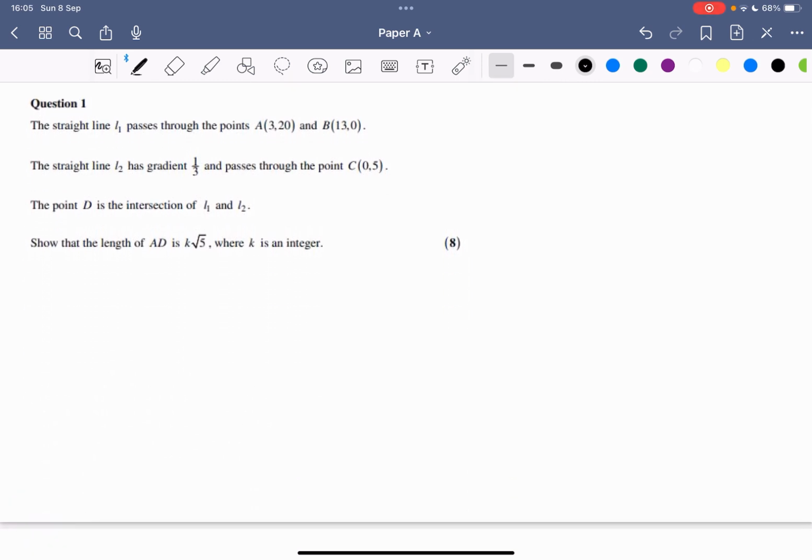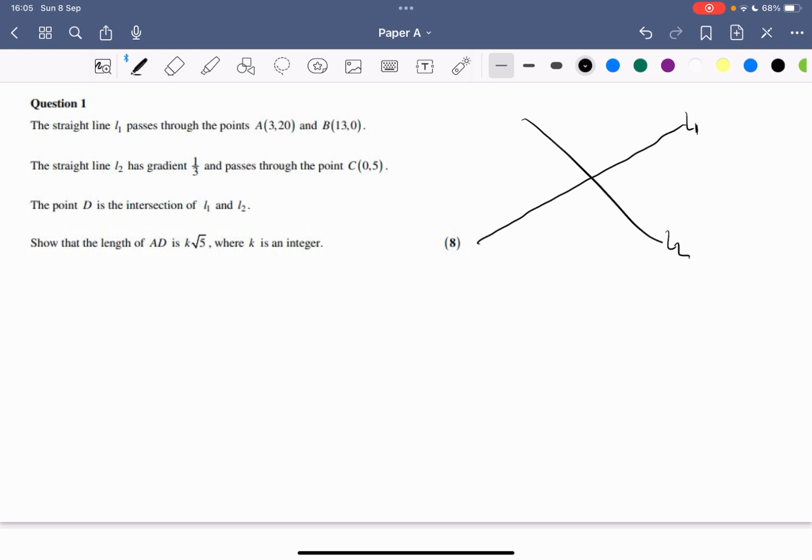The straight line L2 has gradient 1/3 and passes through the point 0,5. Point D is the intersection of L1 and L2. Show that the length of AD is k root 5, where k is an integer. Okay, now essentially what this means is there's one line called L1 and there's another line L2, like this.